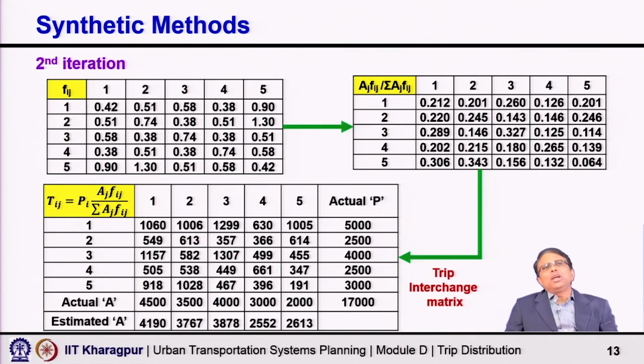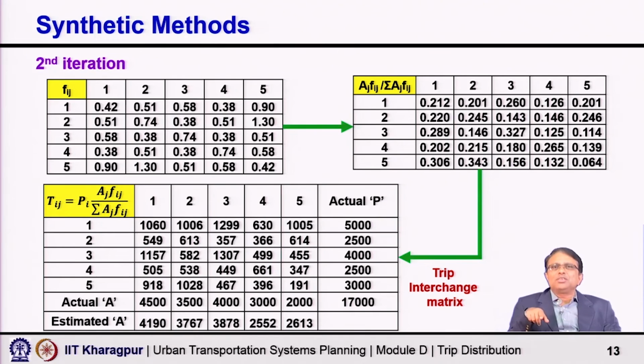With this you go again for the second iteration. Again you produce 3 tables. First you calculate the Fij value for each cell with respect to each i. So, row 1 with all the j values, row 2 with all the j values, and then sum over Aj Fij, then Aj Fij divided by the sum over Aj Fij, then again multiply Pi into Aj Fij by the sum over Aj Fij. So, take the respective productions of each row, multiply it by the corresponding cell value you got in table 2, and you get the result.